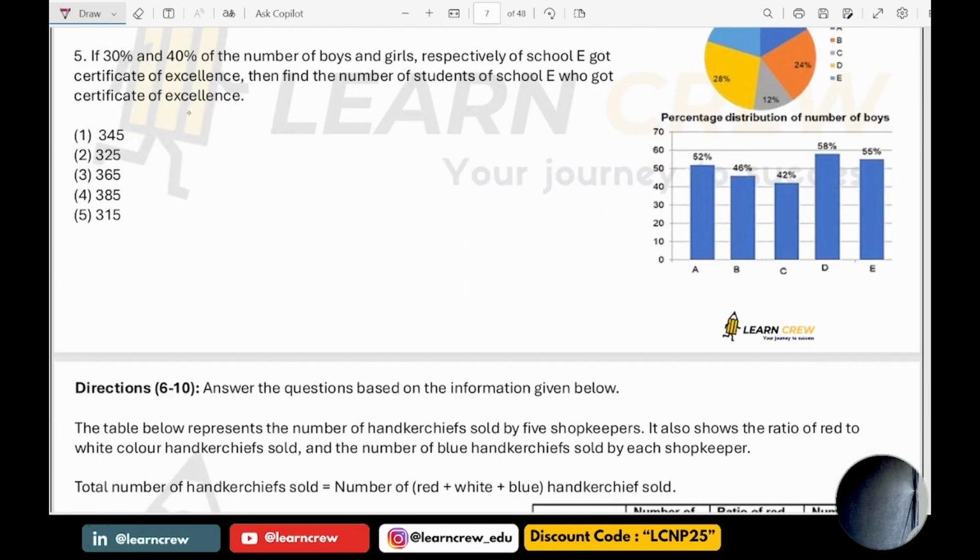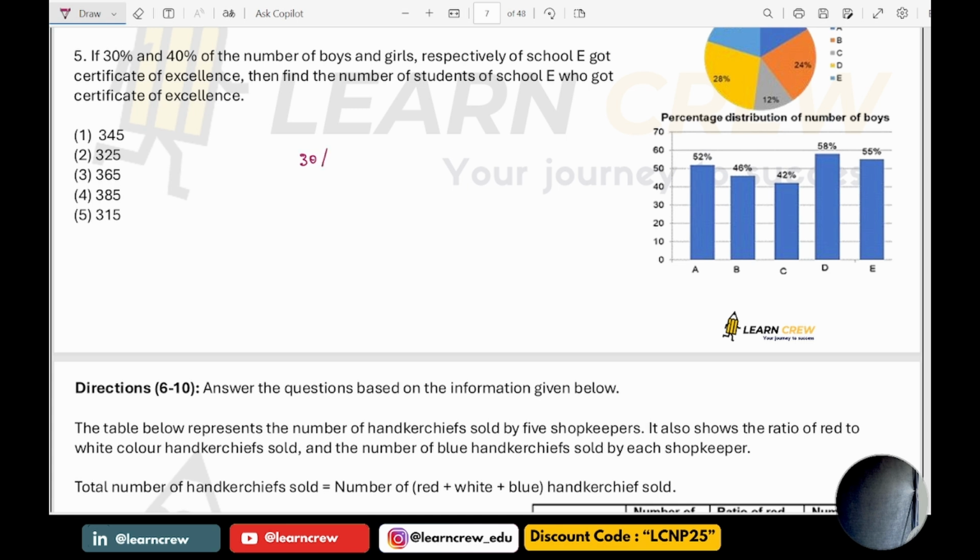Next, if 30% and 40% of the number of boys and girls respectively of school E got certificate of excellence, then find the number of students of school E who got certificate of excellence. So what is the answer here? Number of students in school E who got certificate.